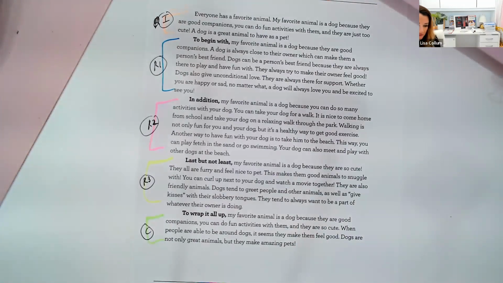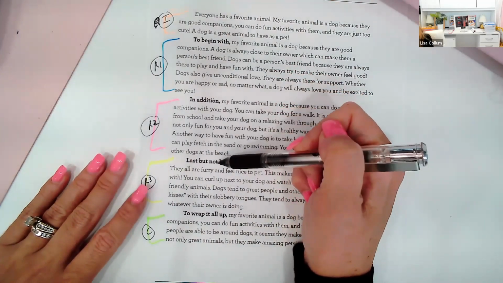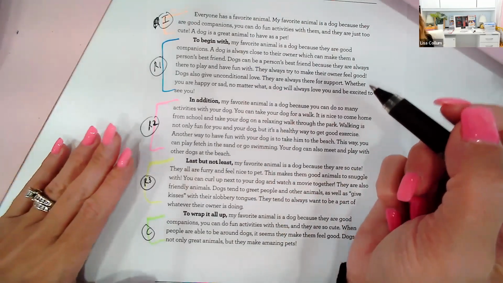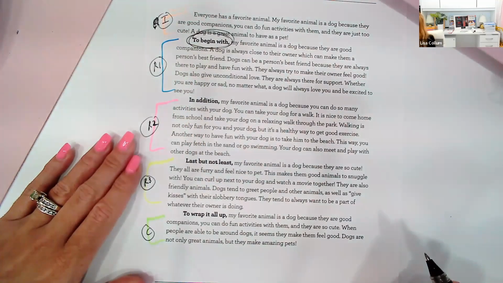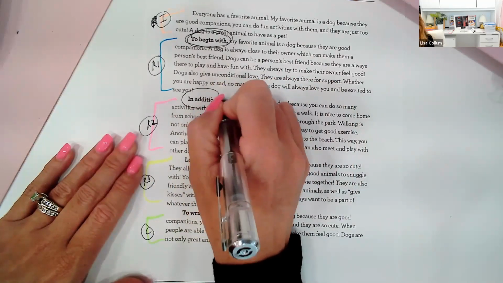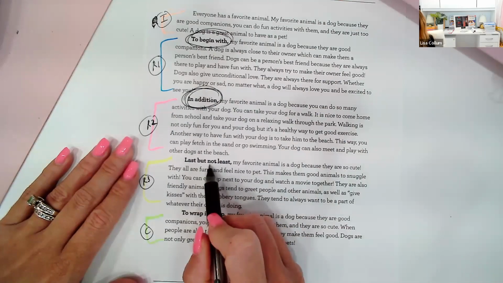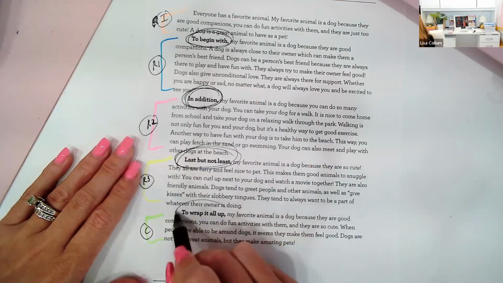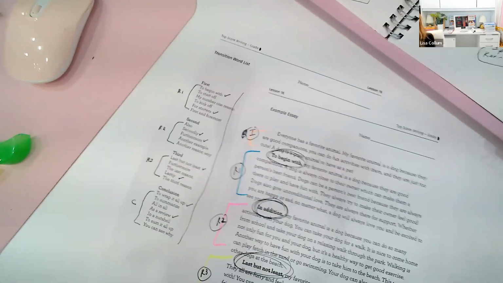I want you to notice that every time I start a middle paragraph and my conclusion, I indent and have a transition word or transitional phrase. Okay. Instead of using first, I used to begin with. Instead of using the word second for R2, I used in addition. Instead of using third for R3, I use last but not least. And to start my conclusion, I use to wrap it all up. You can see these are from the transition word list.